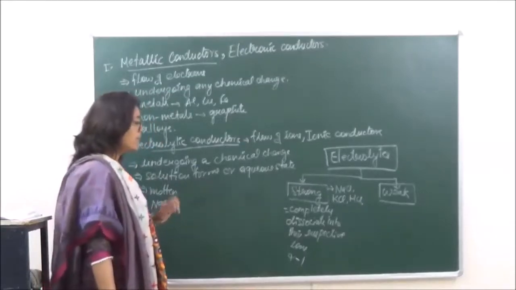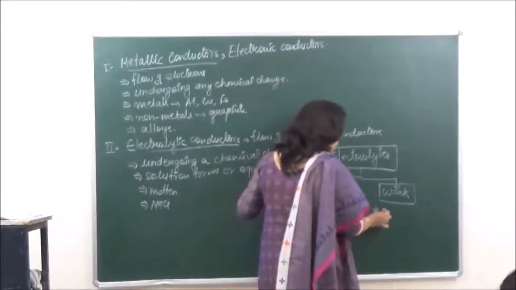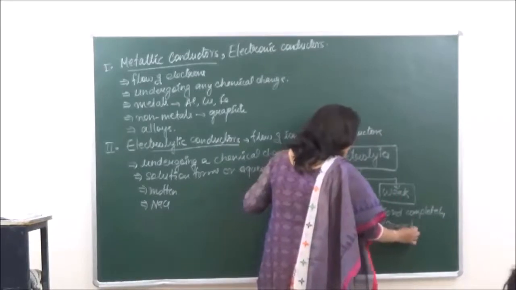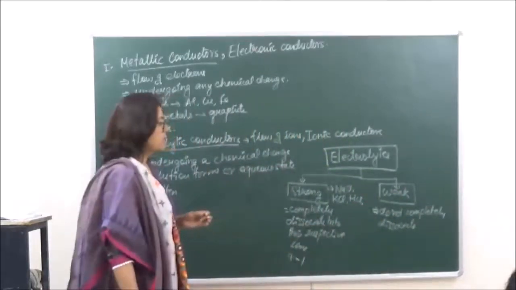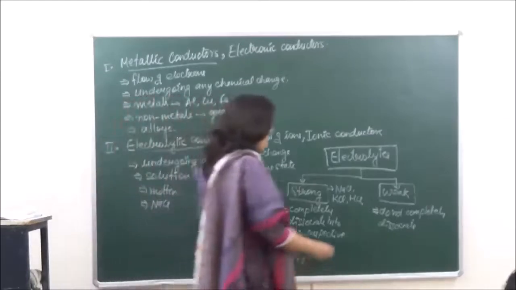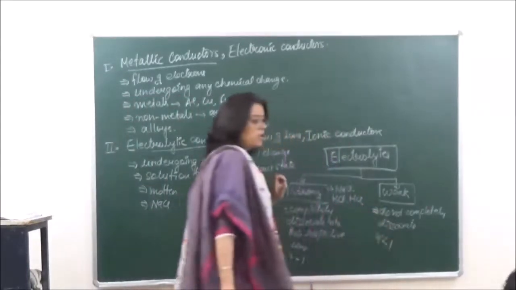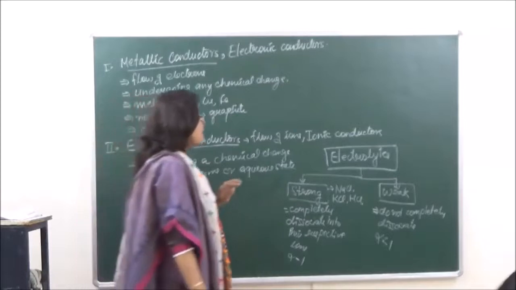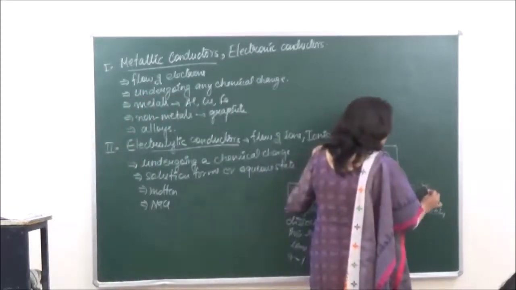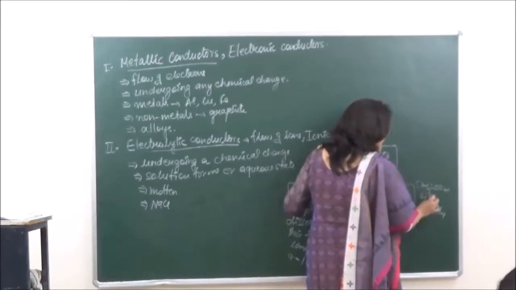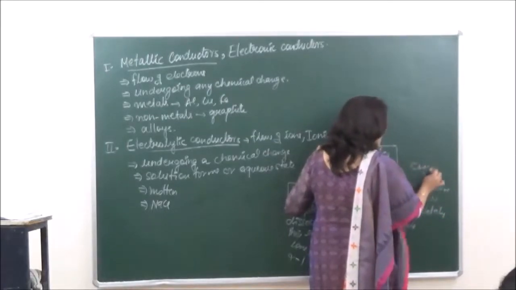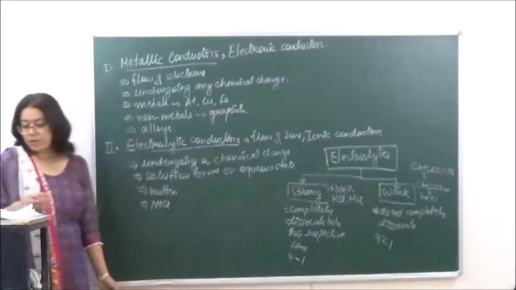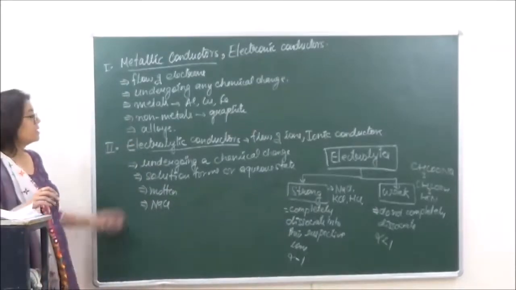Whereas when we are talking of weak electrolytes, they do not completely dissociate. Right? So therefore, alpha for such electrolytes is always less than 1. Clear? And when we are talking of weak electrolytes, examples which we can take are acetic acid, sodium acetate, etc. Okay, so now we have done two types of conductors, metallic conductors and electrolytic conductors.